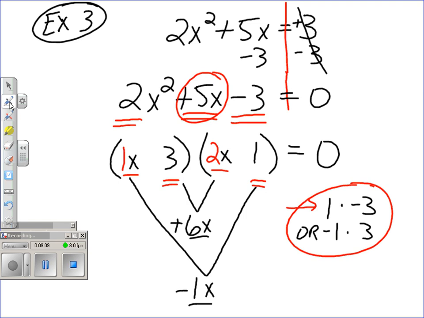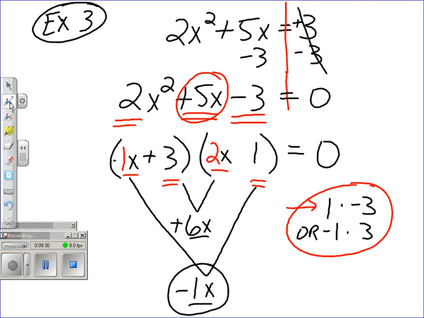Well, how can I make that happen? Remember, I got this 6x from multiplying the 3 and the 2. So I need to make that 3 times 2 wind up being a positive 6x, which means that 3 needs to be positive. And that 1x needs to be negative down here. So I need to make sure that 1x times 1 winds up being a negative. Well, my 1x is already positive there in the front.